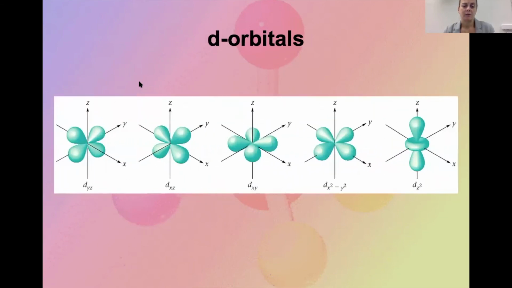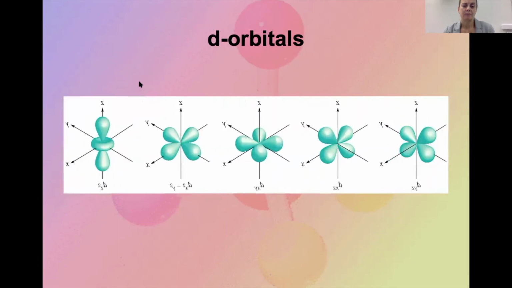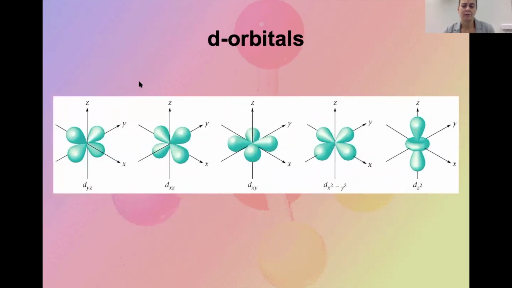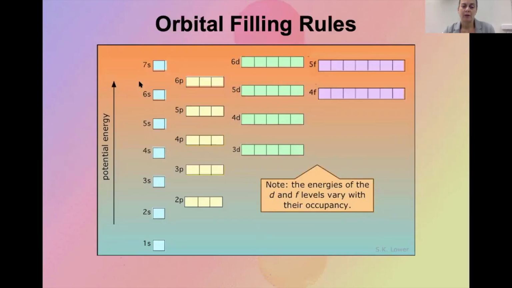The d orbitals have a slightly different shape. These are sometimes called the double dumbbells. They certainly look like 2 peanuts crossed in most cases, although the one looks like a pacifier. All right, so how do these fill?